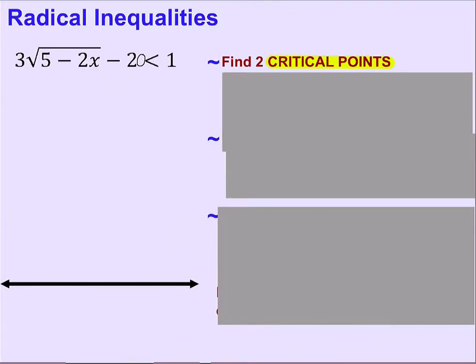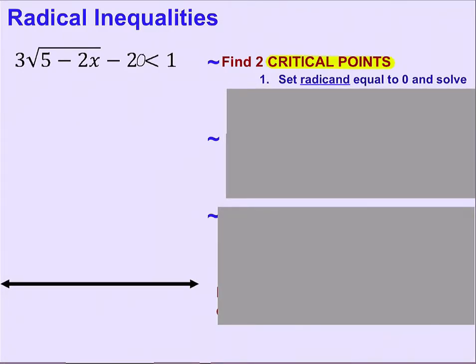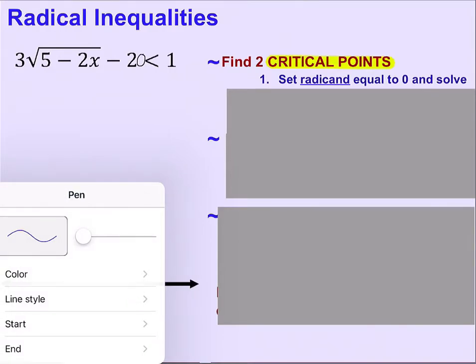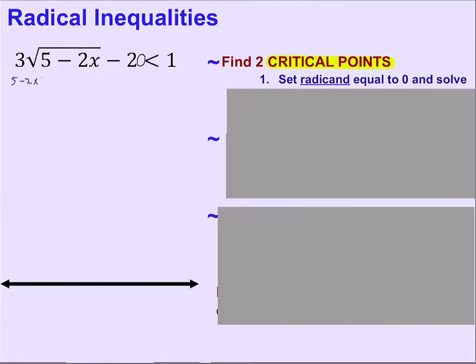Now you've never heard of those before, so let me explain what that means. The first one is we're going to set the radicand equal to 0 and solve. In other words, the first critical point is the value for x that makes this radicand equal to 0. So we're going to find that. No crazy tricks here. Just say, when does 5 minus 2x equal 0? And we'll solve that. 5 equals 2x, so x equals 5 halves, or 2.5. That's our first critical point. We'll talk about what to do with that critical point in just a couple of minutes.